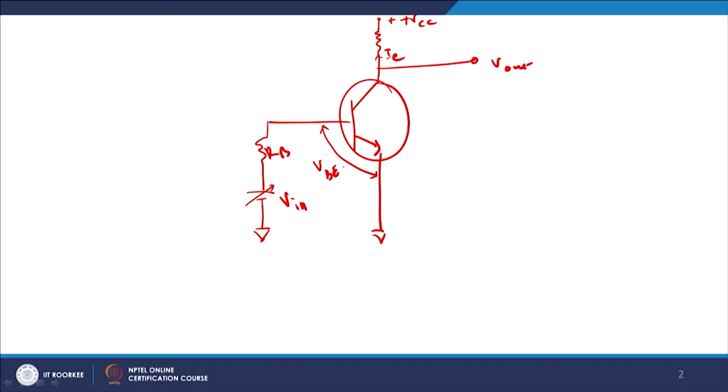This is my VBE, base to emitter, which equals the input voltage, and this is also referred to as VCE, collector to emitter voltage. So, I have got VCE here, I have got VBE here, and I have got plus VCC which is ruling here.